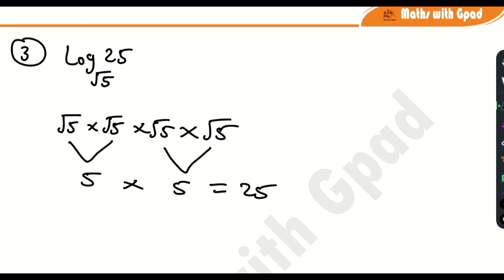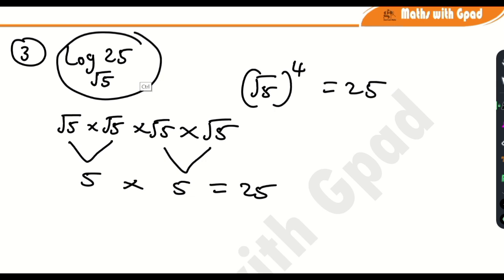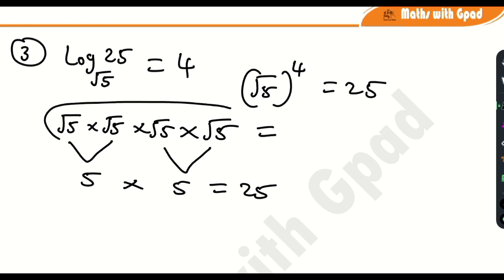25. So it means that root 5 will have to be raised to the power of 4 to give you 25. And I told you that the number of times the base will be raised would be the value of that logarithm. So log 25 base root 5 is equal to 4. That's it. Where's the 4 coming from? It's coming from this one here, because if you want to write this, you can write it as root 5 raised to the power of 4. That's it. I'm also going to show you another way you can do this. Don't worry, I got you covered.